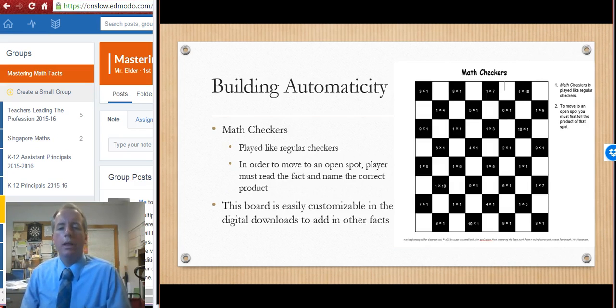Math checkers, I love this one. It may take some teaching. Some kids may not be all that familiar with checkers. It plays just like regular checkers, except in order to move to a new spot, I have to be able to answer that fact. So if I can't answer the fact, then I can't move to that spot.